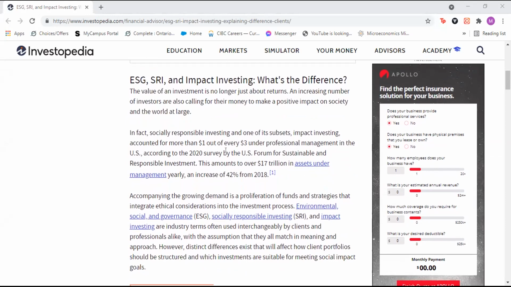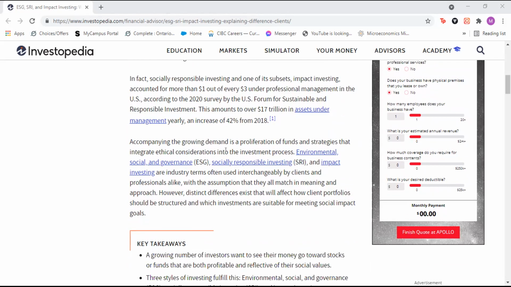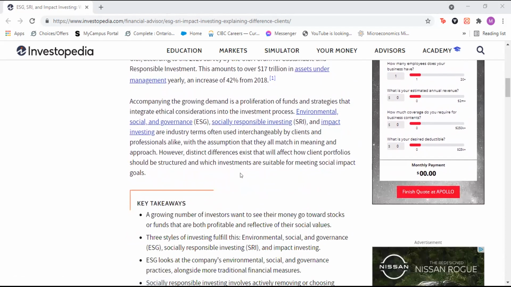And investment is now focused on positive impacts in the world. Socially responsible investing was responsible for about 33% of investment in the United States in 2020, so about 17 billion in assets under management. That's an increase of 42% from 2018. That includes impact investing, environmental, social, and governance, and socially responsible investing.